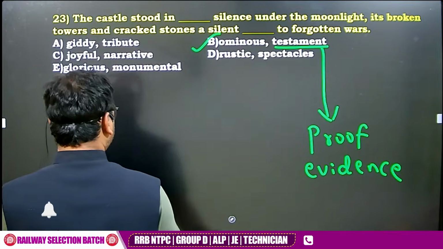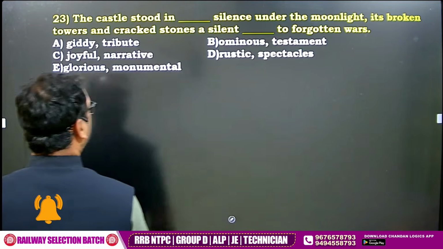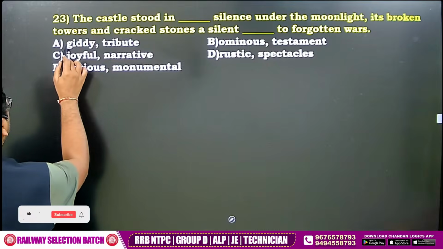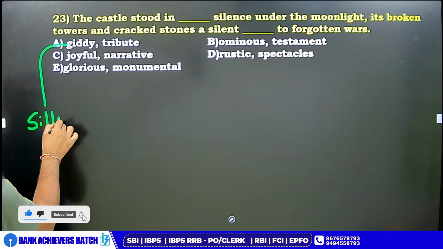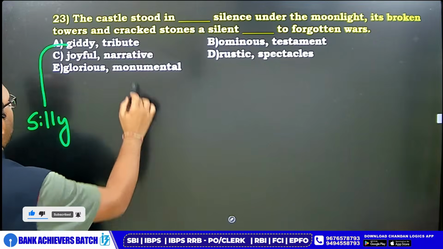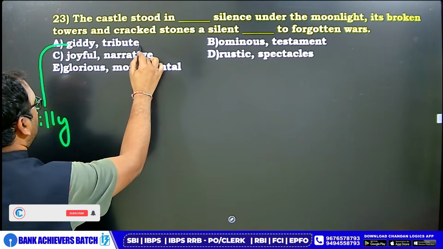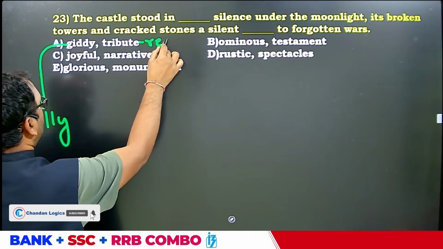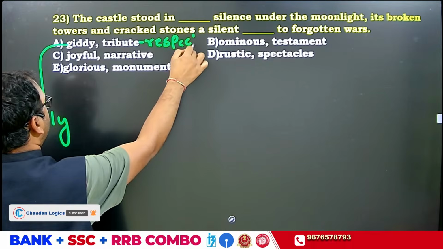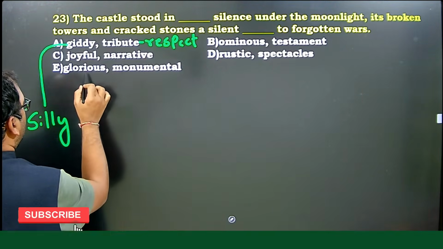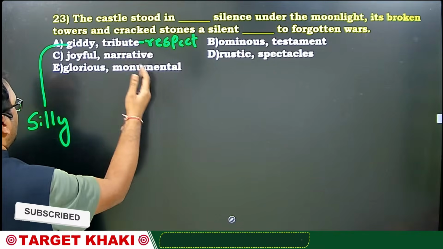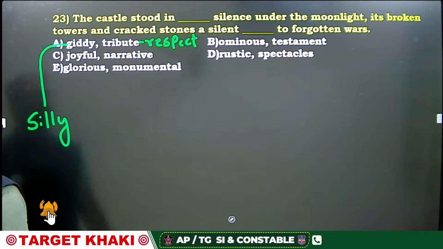Now let me also explain the vocabulary, guys. First option, giddy. Giddy means very silly. I think everybody knows tribute. Tribute means honor, respect. Everybody knows joyful, narrative, glorious, great, monumental, very important.